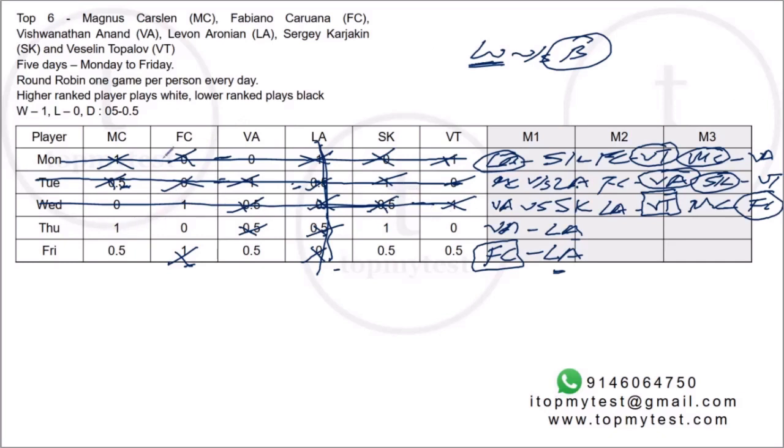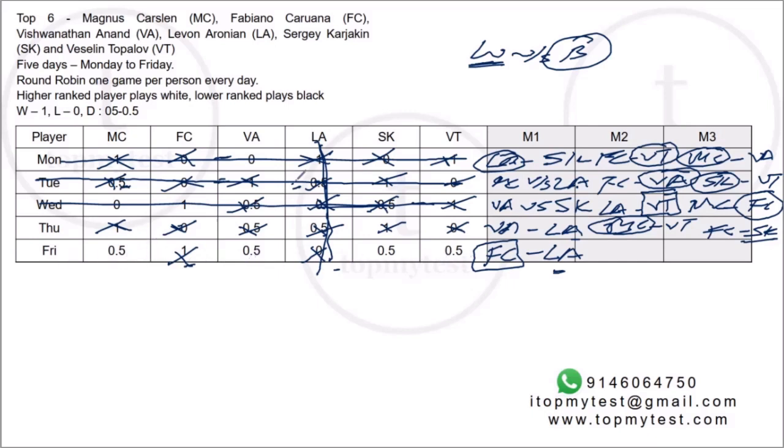Now, on Thursday, MC won. MC cannot play FC because they have already played on Wednesday. He cannot play SK because both of them won. That is not possible. So Thursday he will have to play VT and beat him. MC will play VT, beat him. This is out. Which means SK will beat FC. FC, SK. SK will be the winner. This is out. And let's figure out who is the last day.